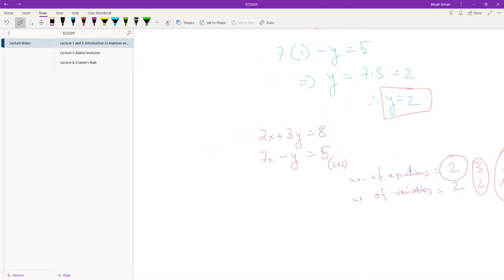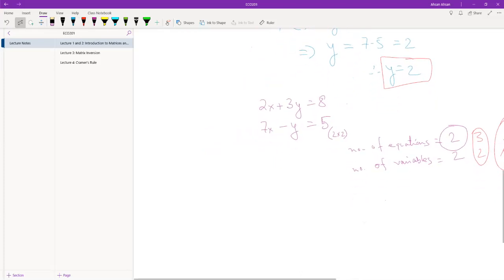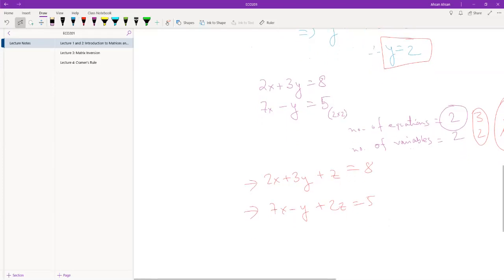So for example, let me write this down. We have 2x plus 3y, we have 7x minus y. But suppose we also have a plus z here, plus 2z here. And this gives us, well, let me just give the same values we have, 8 and 5. So what do we have here? We have 1 equation, 2 equations, but we have 3 variables: x, y, and z. We cannot solve the system of equations. We do not have enough information to find the values of x, y, and z.